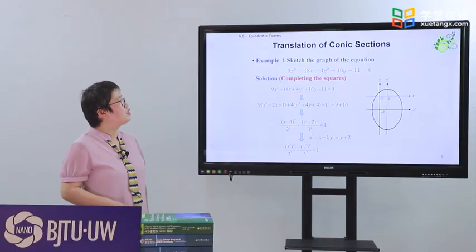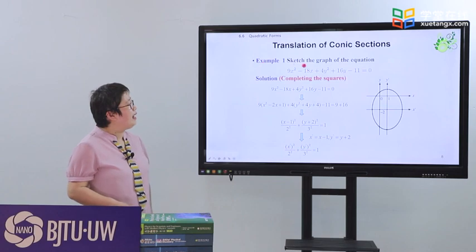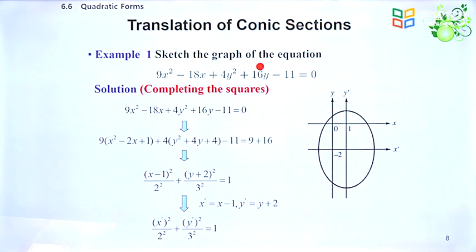First we see the translation of a conic section. Example 1 asks you to sketch the graph of this equation: 9 times x power 2 minus 18x plus 4y power 2 plus 16y minus 11 equals 0.